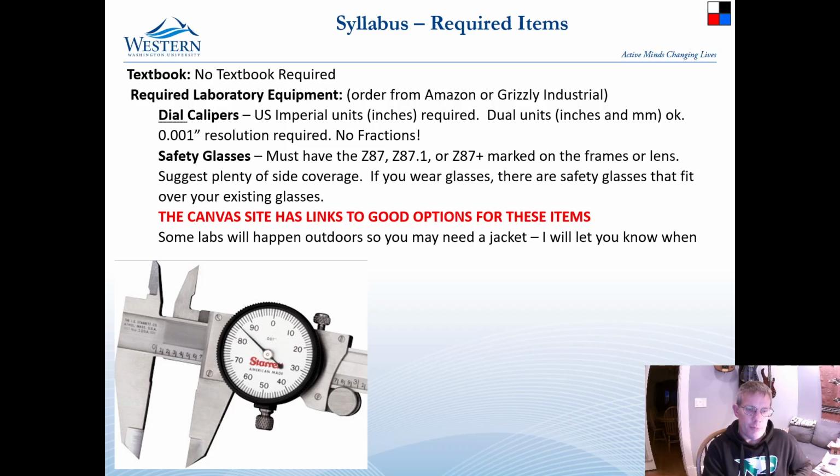Here's a set of calipers. The thing that you need to look for really carefully on them is right here. This is the resolution. So that is between two of these lines on the face of the caliper.